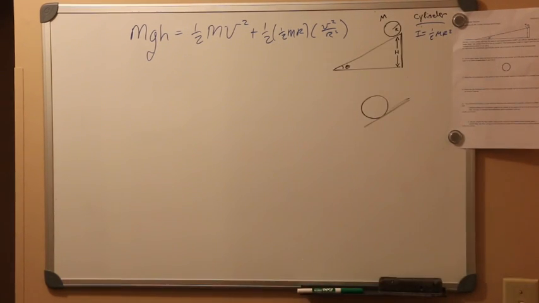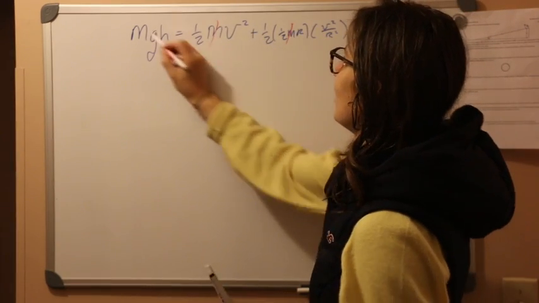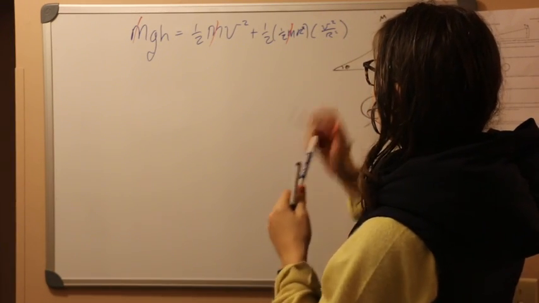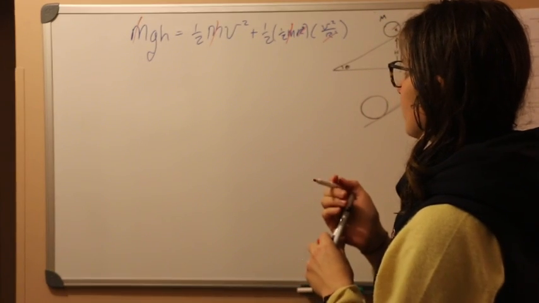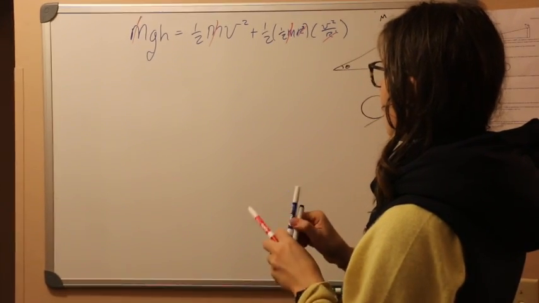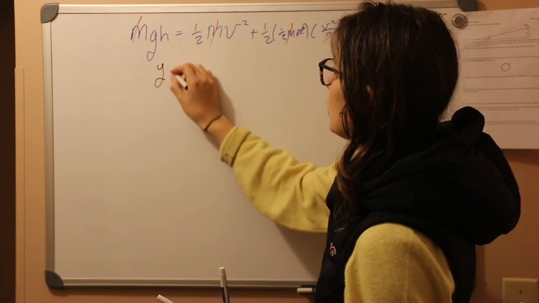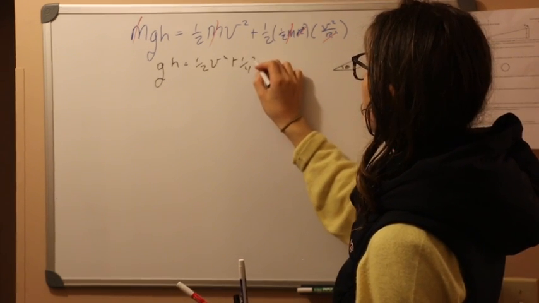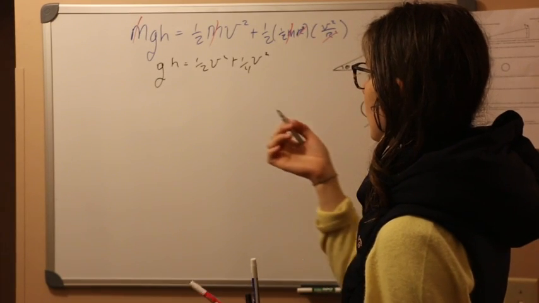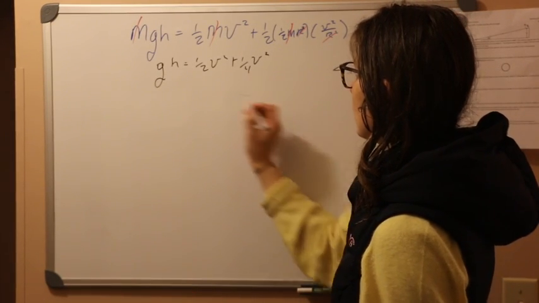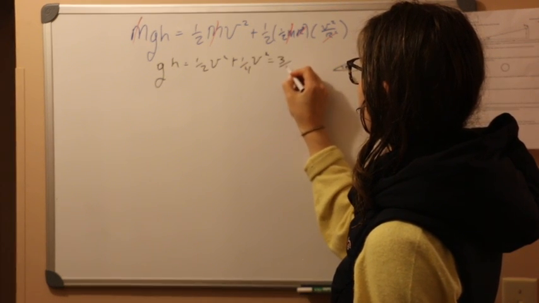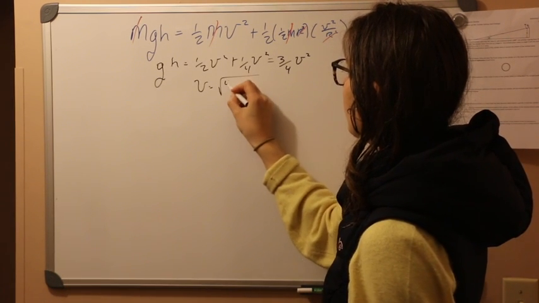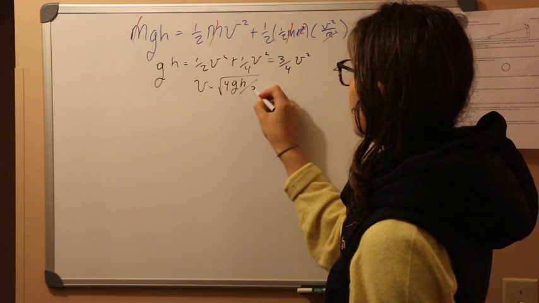The mass is going to cancel. The radius will cancel because there's an mr squared, which I wrote wrong there, canceling with this r squared at the bottom. So then we have gh equals 1/2 v squared plus 1/4 v squared, which we can simplify as 3/4 v squared. So we can solve for v all by itself, which will be the square root of 4gh over 3.